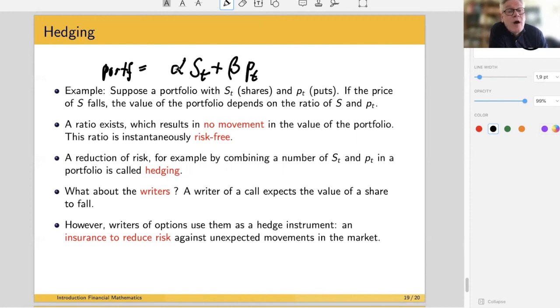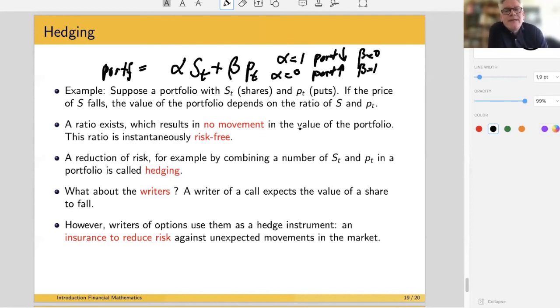On the other hand, when alpha is 1 and beta is 0, and stocks go down, then this complete portfolio will go down. So for alpha is 1, the portfolio goes down. And when alpha is 0 and beta is 1, the portfolio would go up.